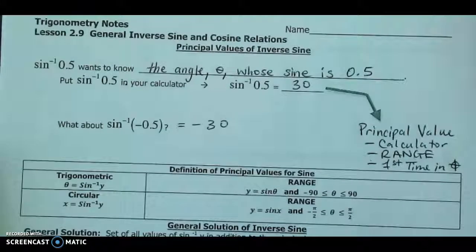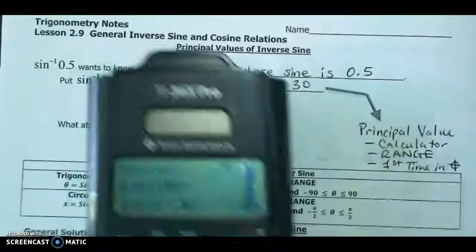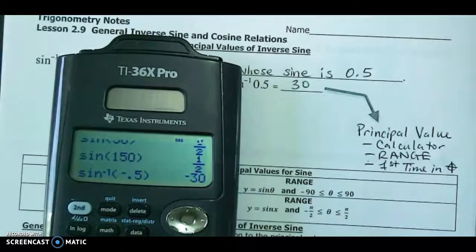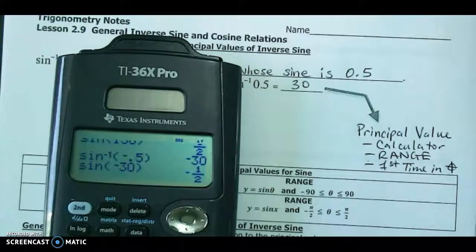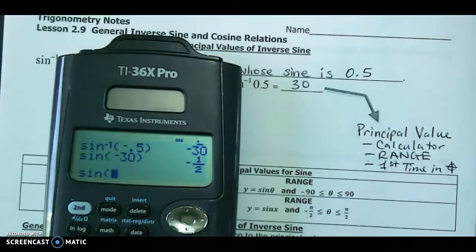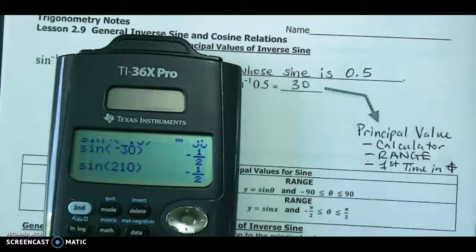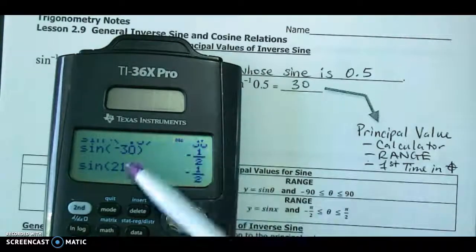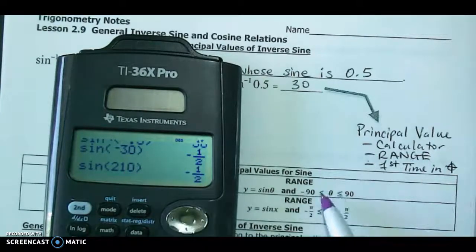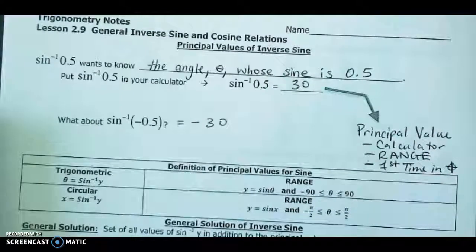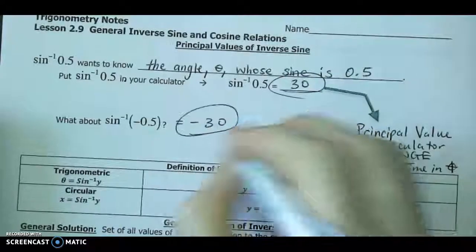Now, negative 30 is not the only thing that'll give me negative 1/2. So here we can test negative 30, and we get negative 1/2, like we said. But what if I did 210? If I put 210 in there, I also get negative 1/2. So 210 is another answer, but it's not a principal value, because 210 is not between negative 90 and 90, even though it gives us the same answer of negative 1/2. So 30 and negative 30 were the principal values.